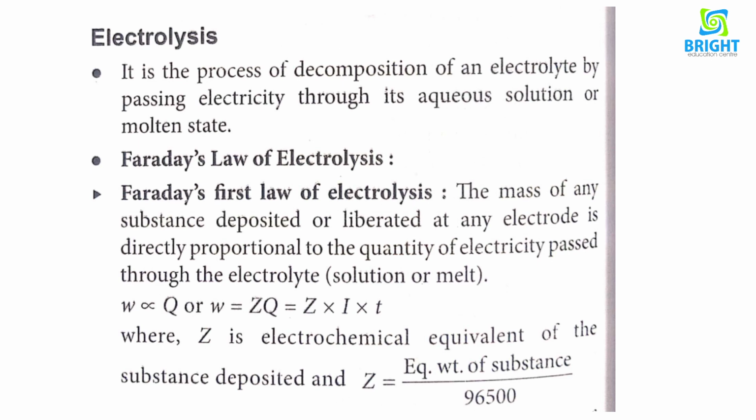So Faraday's law of electrolysis, the first law, says the mass of any substance deposited or liberated at any electrode will be directly proportional to the quantity of electricity passed. So we can say that W is directly proportional to Q, that is W is equal to Z into Q, where Z is the electrochemical equivalent of the substance deposited, that is Z is equal to the equivalent weight of the substance divided by 1 faraday, that is 96500. So we can use the equation W is equal to ZIT as the final equation.